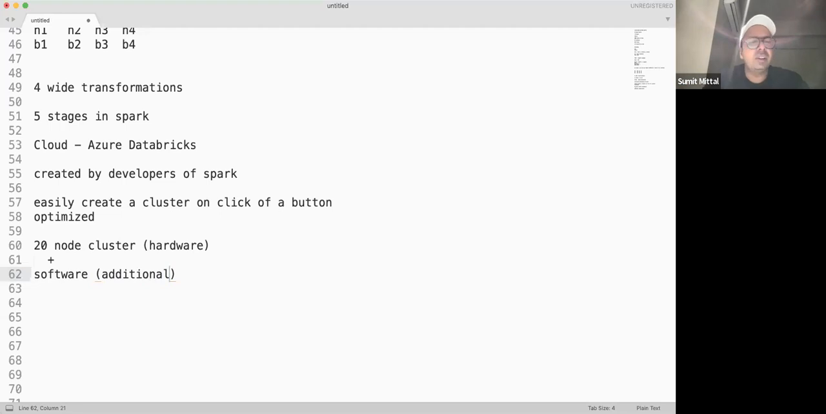Now you might think then it's costly. But what Databricks says is that you pay this additional cost, do not worry, because the savings that you will get will be much more than the additional cost you are paying for software, right? I hope this makes sense.